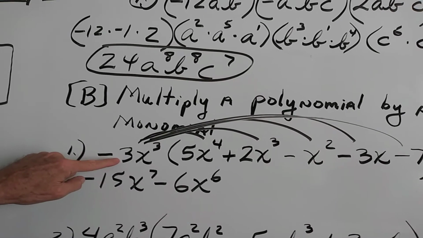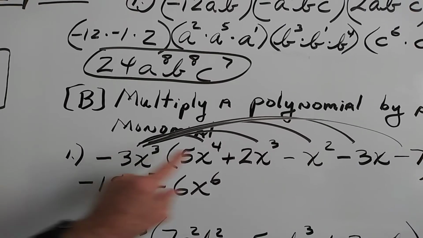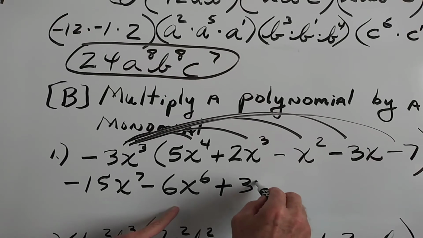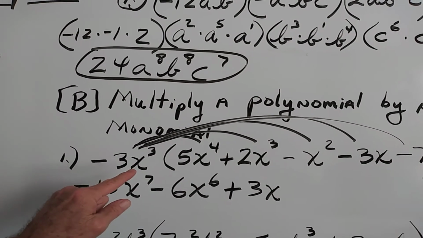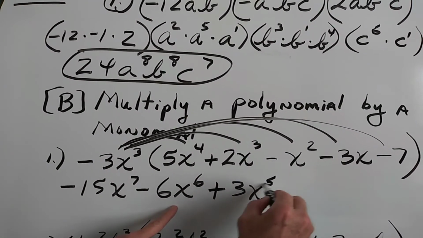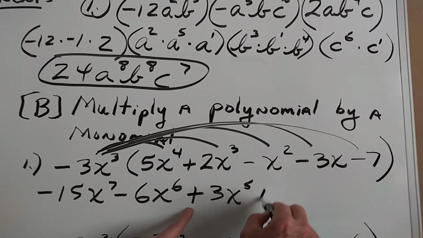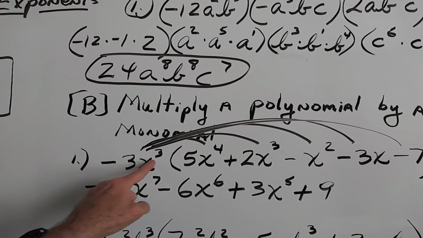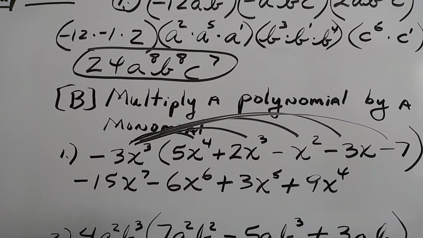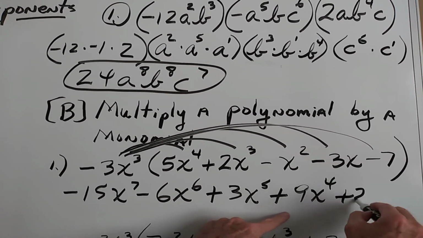Now the negative 3x to the third to the negative 1x squared. Negative 3 times negative 1, positive 3. Bring down that common base of x, add the exponents. X to the third times x to the second, add those exponents, x to the fifth. Negative times negative, a positive 9. X to the 3 times x to the 1, add the exponents, x to the 4. And then finally, negative times negative, a positive 21.